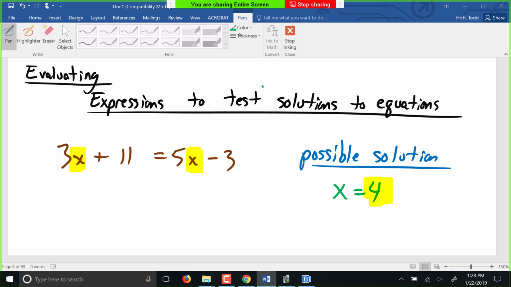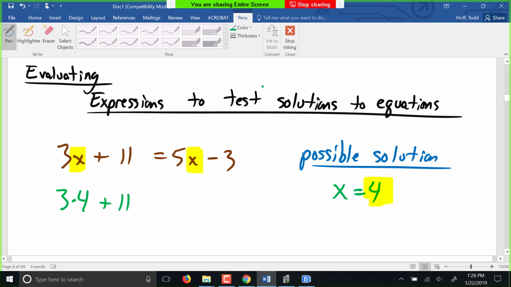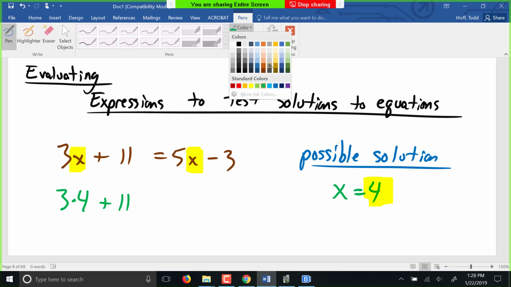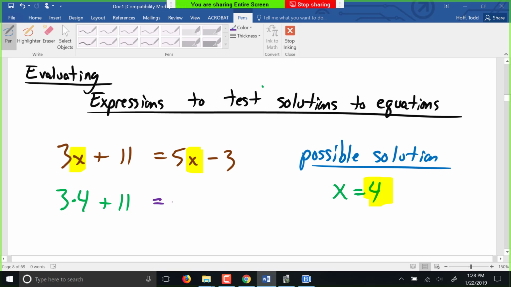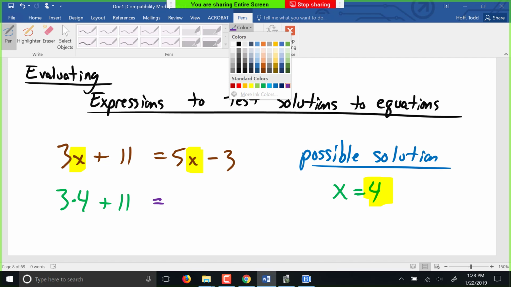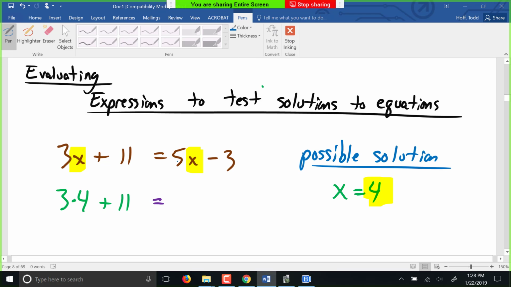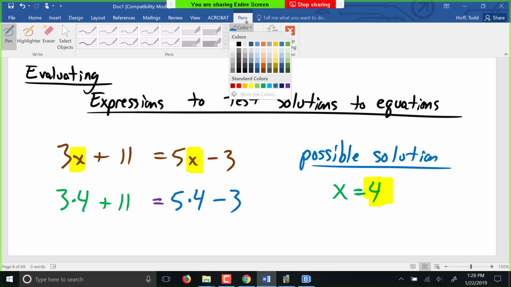So the left side of this equation is going to become, instead of 3x plus 11, it'll be 3 times 4 plus 11. The right side of the equation, instead of 5x minus 3, is going to become 5 times 4 minus 3. And then we do our order of operations on each side separately.